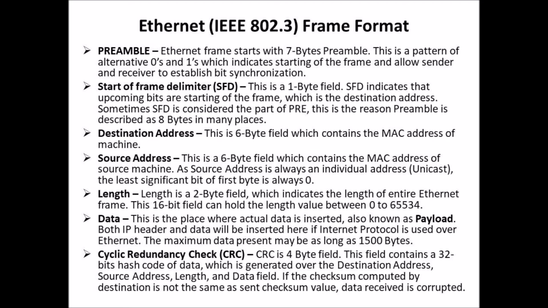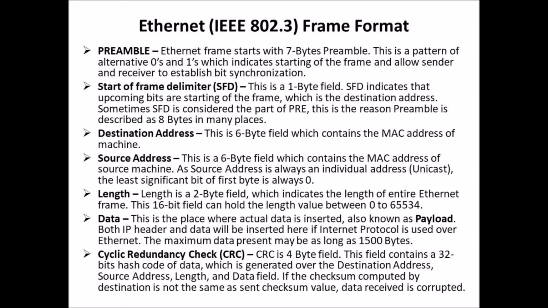First one, preamble. Ethernet frame starts with a 7 byte preamble. This is a pattern of alternating zeros and ones which indicates starting of the frame and allows sender and receiver to establish bit synchronization. Second one, start of frame delimiter. This is a 1 byte field. SFD indicates that upcoming bits are starting of the frame, which is the destination address. Sometimes SFD is considered part of the preamble. This is the reason the preamble is described as 8 bytes in many places.